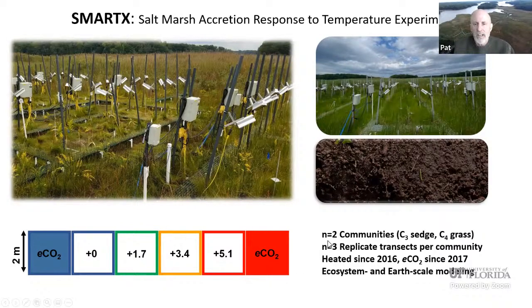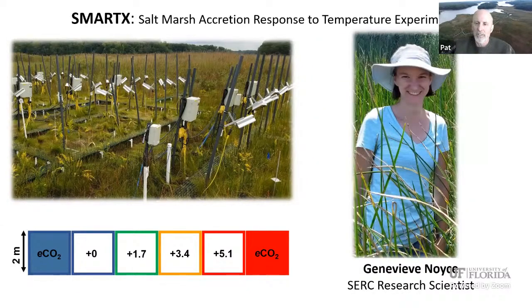The setup is that we have this in two communities, one dominated by C3 vegetation, the other by C4. Each community has 3 replicate transects. We started the heating in 2016 and the CO2 in 2017. And by the way, this will be my last slide of the entire talk, but the whole point of this was to improve ecosystem and Earth scale models. I should point out that the scientist who's really leading this work now is Genevieve Noyce at SERC, and so she deserves much of the credit.